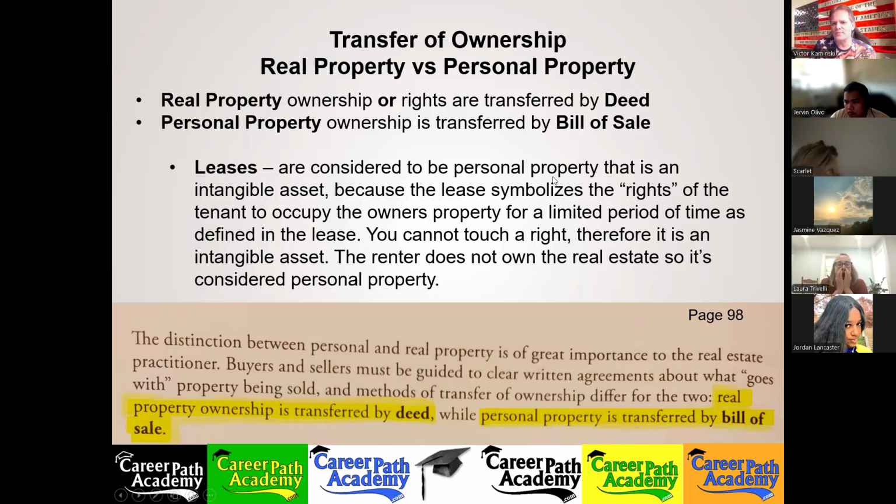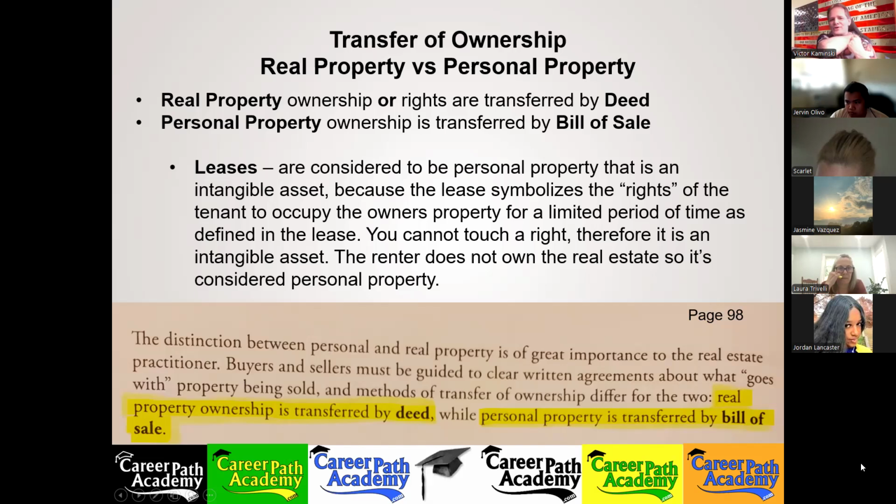Now, leases are considered to be personal property, an intangible asset, because a lease symbolizes your rights as a tenant to occupy an owner's property for a limited period of time as defined in the lease. You cannot touch a right, therefore it's an intangible asset. The renter does not own the real estate, so it's considered personal property. A definition that clear is nowhere in this book. You see a couple definitions that could get to that conclusion, but this is the clearest definition.